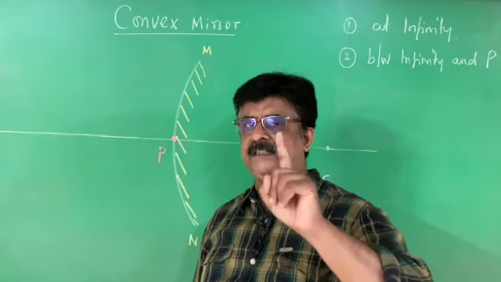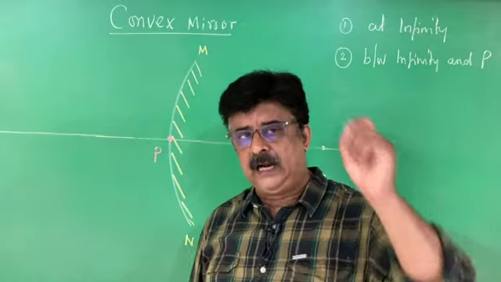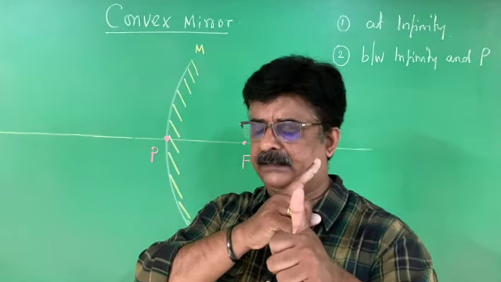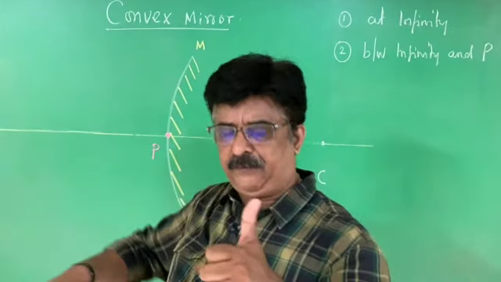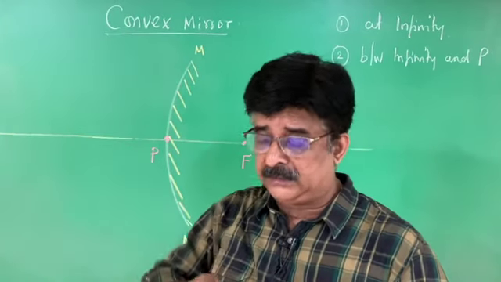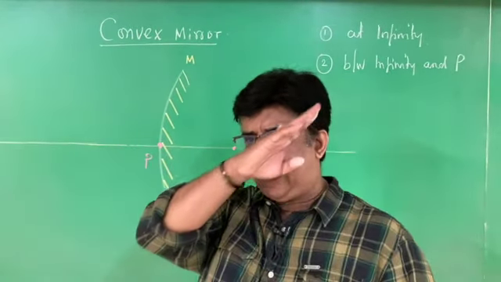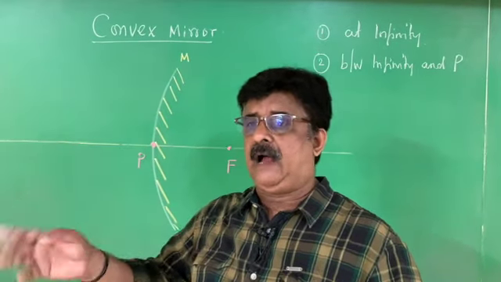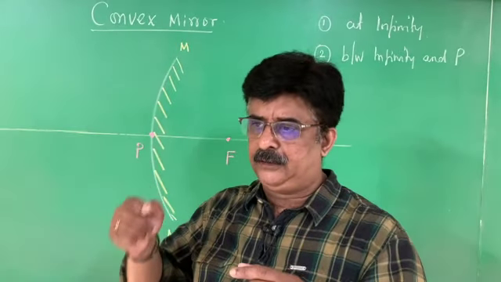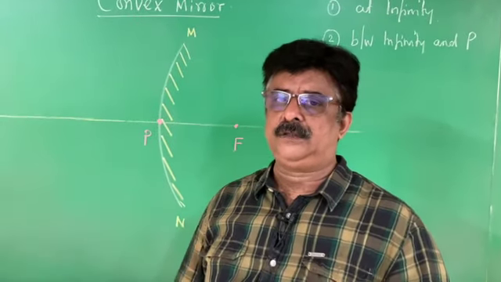The ray of light which is parallel to the principal axis always passes through the principal focus after the reflection. Second one is a ray of light which passes through the principal focus emerges parallel to the principal axis after the reflection. Third one is a ray of light which passes through the center of curvature follows the same path after the reflection. The fourth one is when a ray of light is incident on the pole of the mirror obliquely to the principal axis, it follows the laws of reflection.